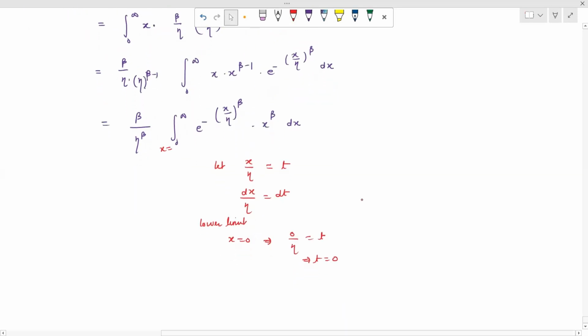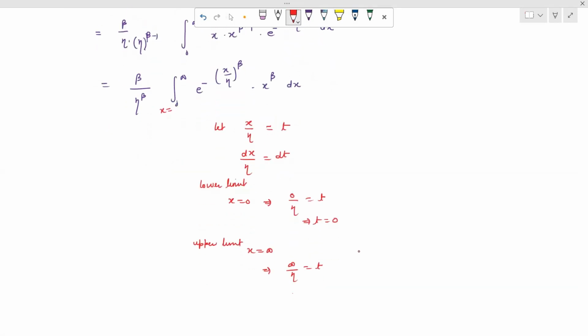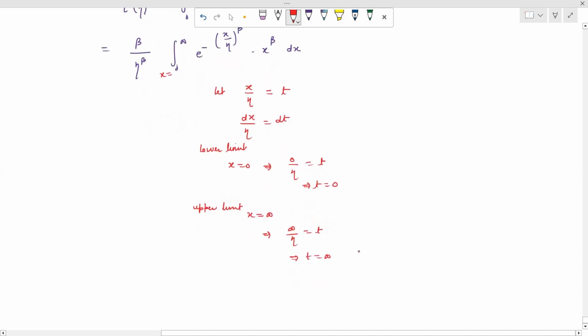Similarly for the upper limit, here we have x equal to infinity, which implies that infinity upon eta is equal to t. Infinity upon something means infinity. So this implies that t is equal to infinity. So we see that the limits remain unchanged. So we write down the integration.